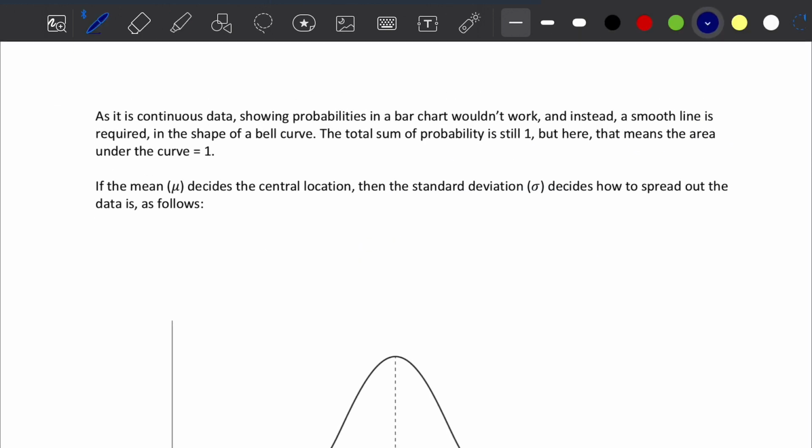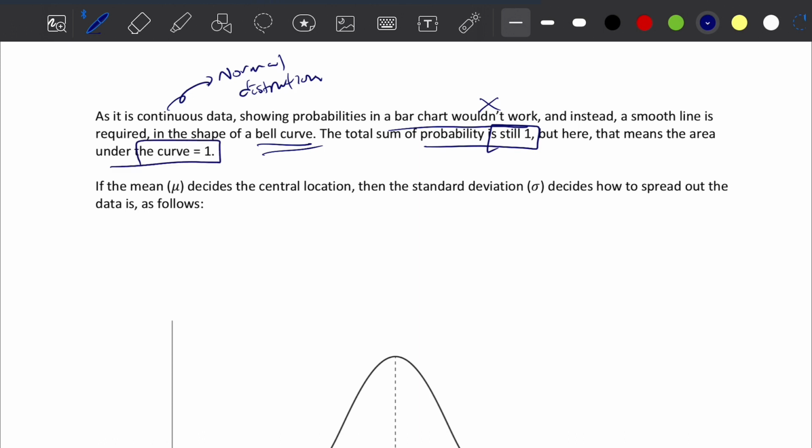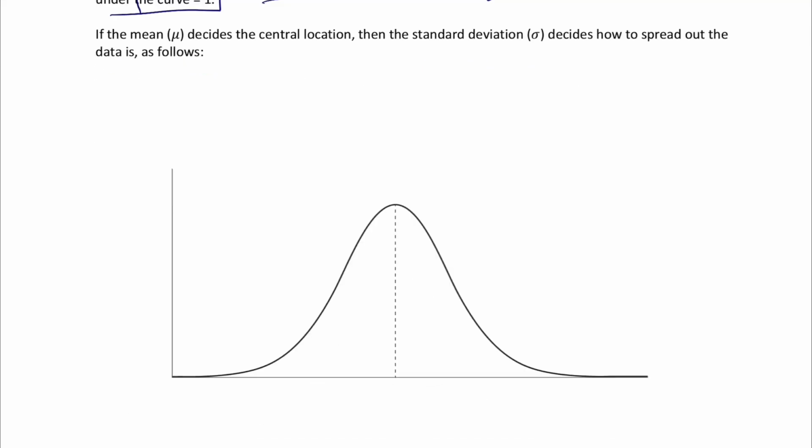So normal distribution is continuous data, so showing probability in a bar chart doesn't work. Instead, a smooth line is required in the shape of the bell curve, and the total sum of the probability is still 1. For the normal distribution, we also say that the area under the curve adds up to 1. The mean decides the location, the center of this curve, and the standard deviation decides how spread out the data is.